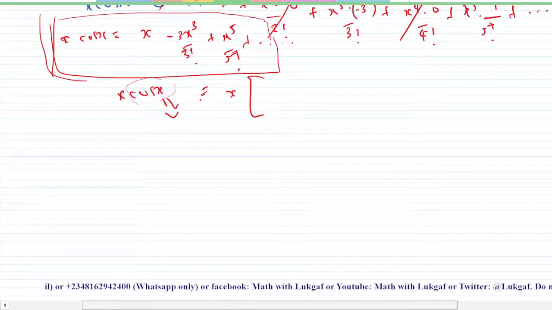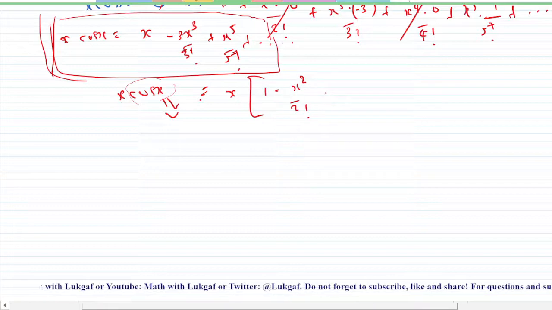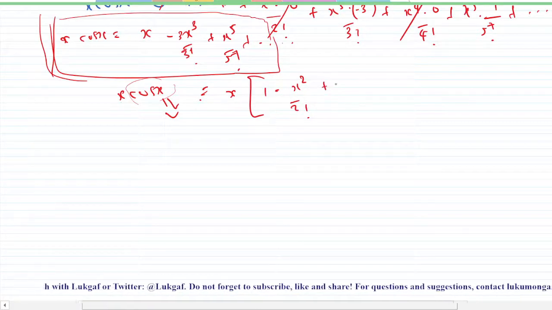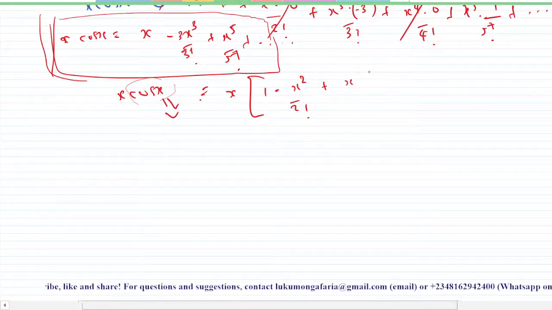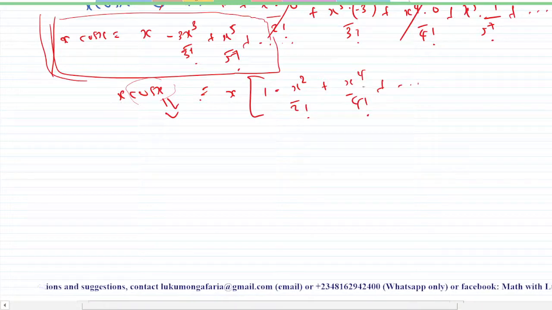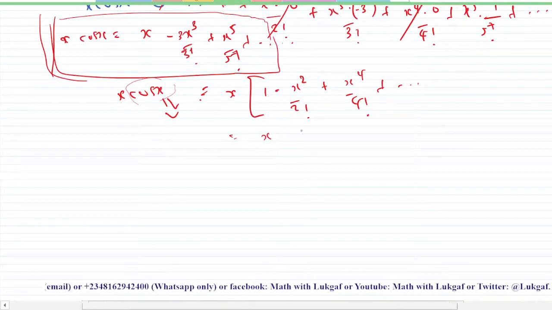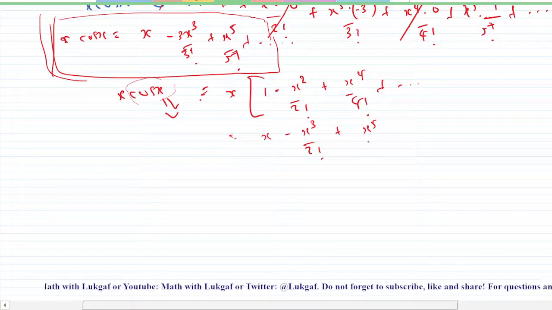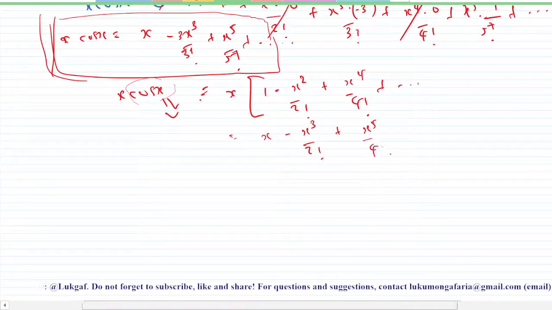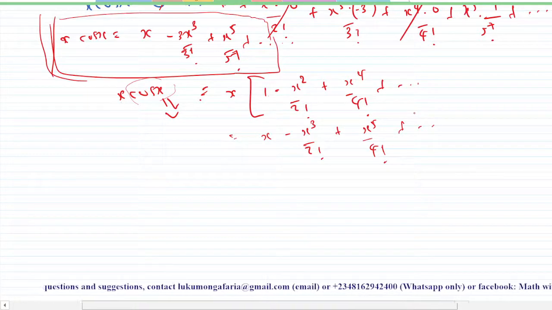So then you can say x multiplied by, recall that this one will give me what? What is the Maclaurin series of cos s, like I've explained the other time? Recall this one minus s squared divided by 2 factorial. Then plus s raised power 4 divided by 4 factorial plus dot dot dot. So if you open the bracket, this one will give me x, right? Then minus s raised power 3 divided by 2 factorial, then plus s raised power 5 divided by 4 factorial plus dot dot dot.